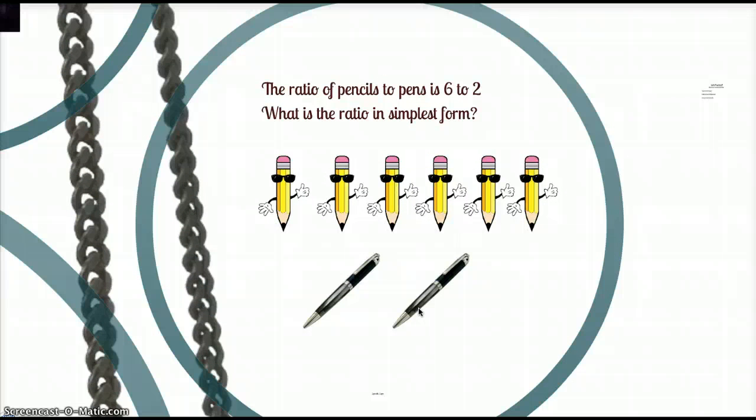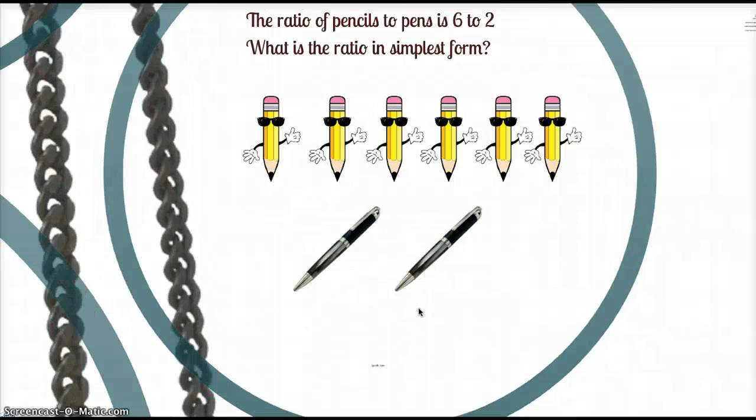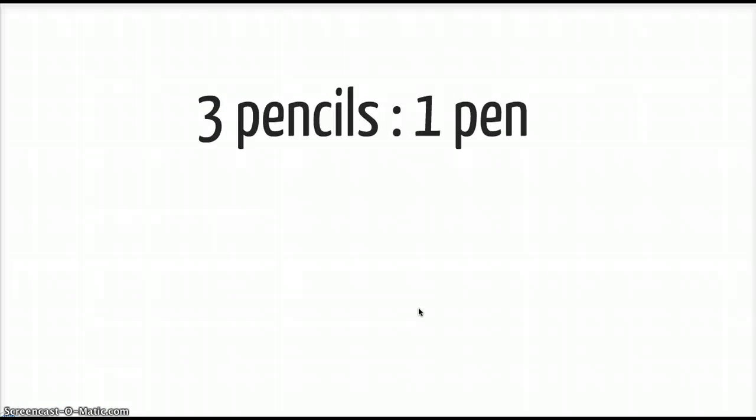The ratio of pencils to pens is 6 to 2. What is the ratio in simplest form? Well, we need to think of a number that goes into both 6 and 2 evenly. You guessed it, when you divide both 6 and 2 by 2, you get a reduced ratio of 3 pencils to 1 pen.